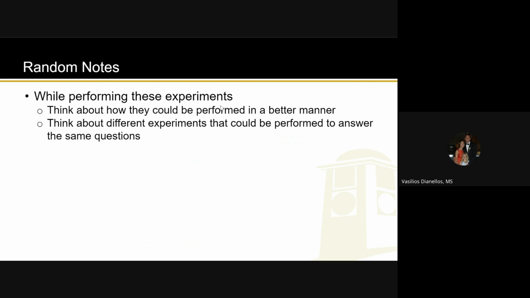I've been trying to get you to think like this. How can this experiment be improved? What are some of the flaws in the experiment? These are the things you need to think about while you're doing these experiments. Because not only will it be a question on the lab worksheet, but it'll also be something that you need to write about when you write your lab report, which again, we'll talk about here shortly. And then finally, while you're doing these experiments, you should think about other experiments that could be performed to answer the same questions.